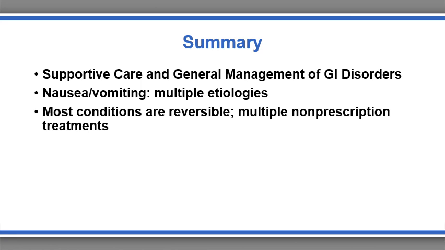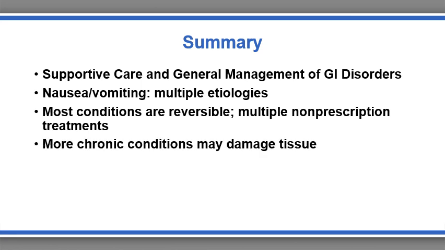Most conditions are reversible, and you'll notice in this chapter that a lot of these medications are available over the counter. So there are multiple non-prescription treatments. Obviously, there are some things that require a prescription or will be used in the hospital setting in certain situations, particularly as it relates to IV and intramuscular injection. You do have to be aware that chronic conditions, for instance inflammatory bowel disease, do eventually cause damage to tissue. That's why it's important for them to get diagnosed early and treat it, and for the individual to take the appropriate medications and make dietary changes.